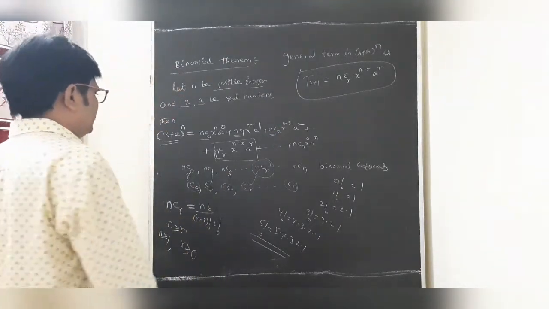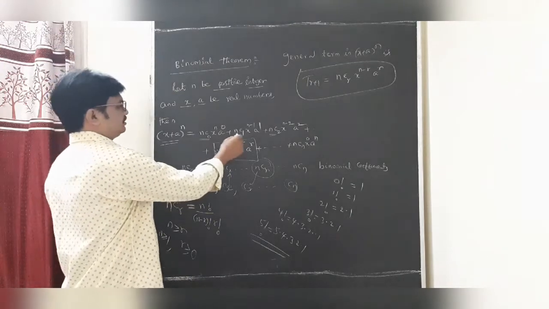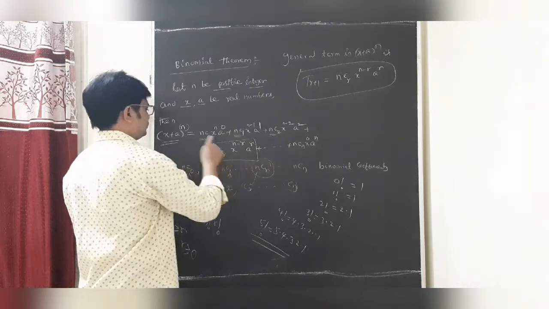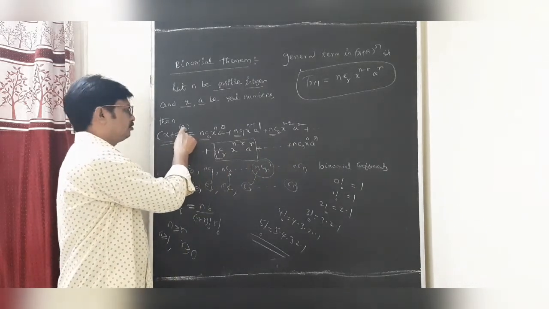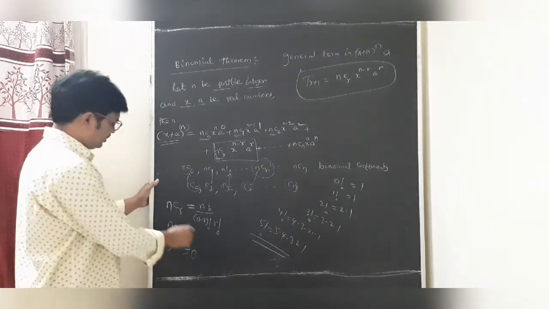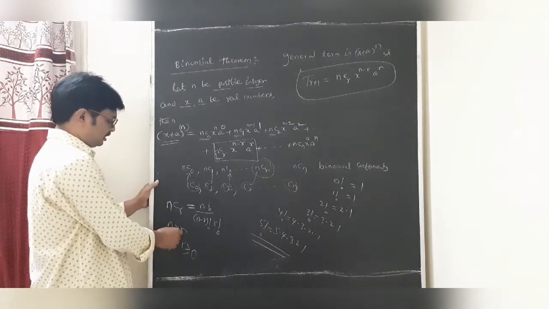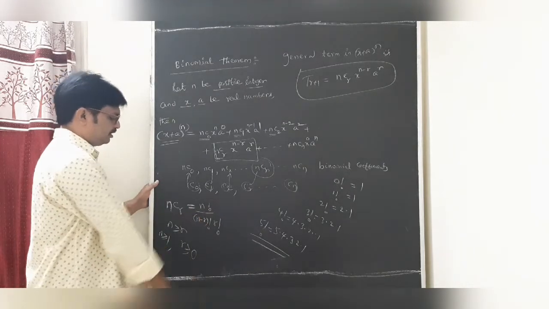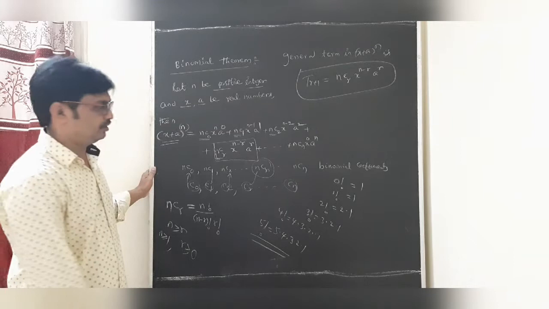So these are the observations. First, nC0, nC1, nC2 up to nCn. Suppose the power 4 is there; how to write this? 4C0, 4C1, 4C2, up to 4C4. Always n is greater than or equal to r. nCr is of the form n factorial by (n minus r) factorial times r factorial.